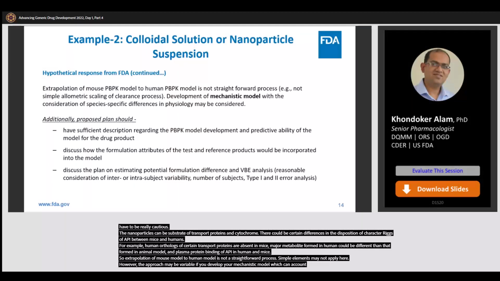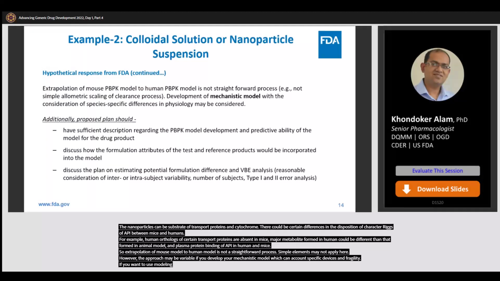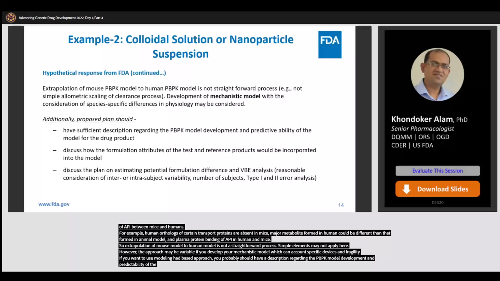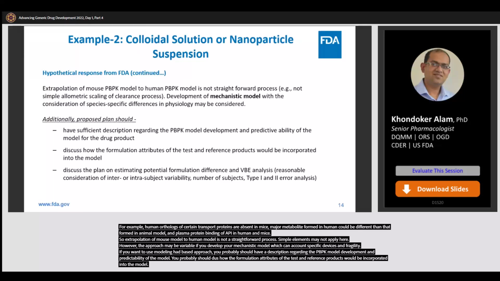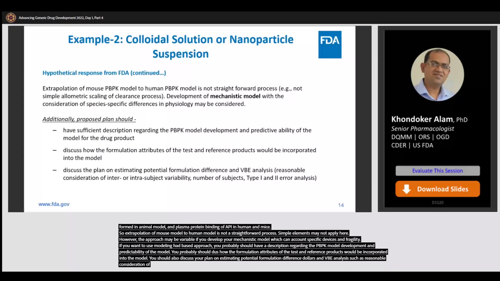If you want to utilize model-based approach, your proposal should have sufficient description regarding the PBK model development and predictive ability of the model. Your proposal should discuss how the formulation attributes of the test and reference formulation would be incorporated into the model. You should also discuss your plan on estimating potential formulation differences and virtual bioequivalence analysis, such as reasonable consideration of inter and intra-subject variability, number of subjects, type 1 and type 2 error analysis.